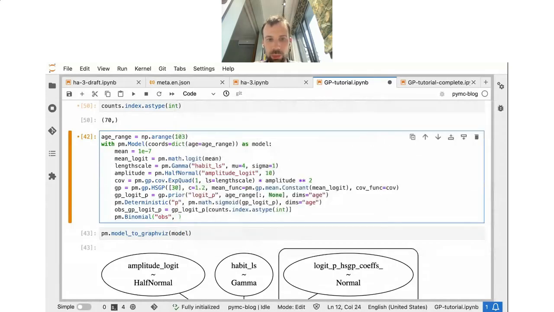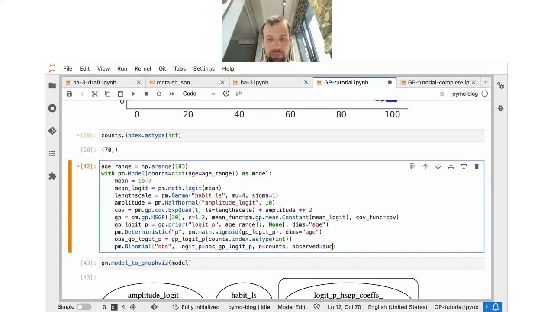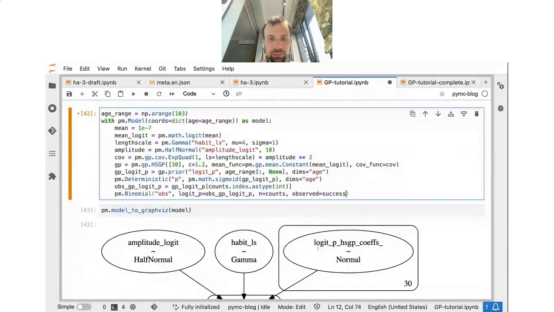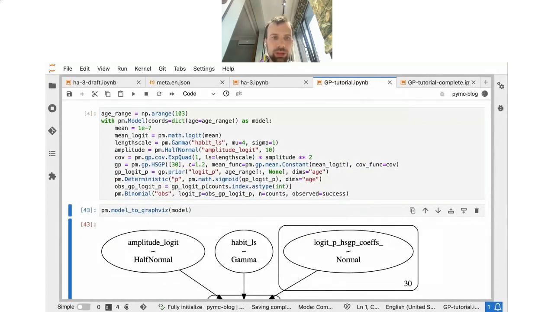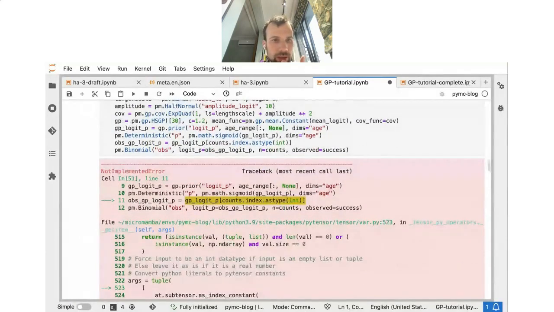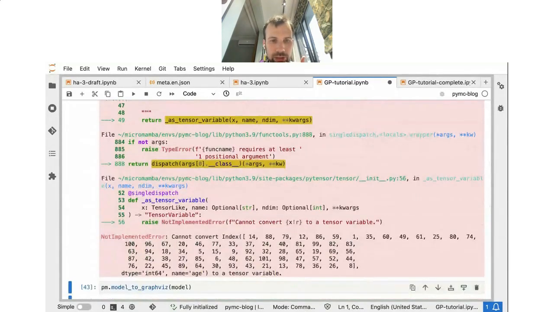And for binomial, we need the logit parameterization, logit p is this one, we need n that are counts, right, and our observed values is the success value. I don't specify beams here because something could be missing. We don't really care about this beam. Something obviously goes wrong. Let's find out.